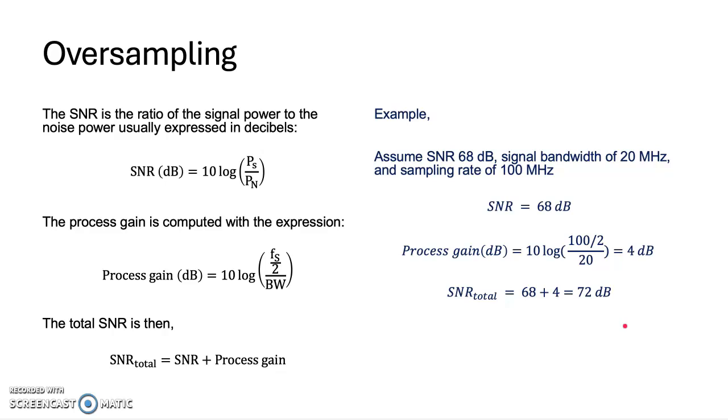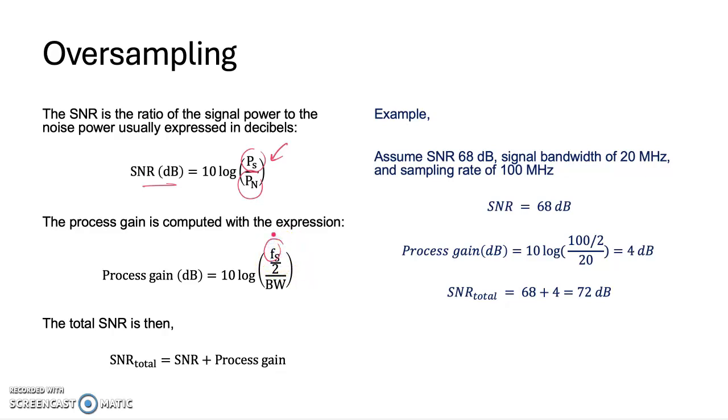So how do we calculate processing gain, and how much does it contribute to the improvement of the SNR? The SNR is the ratio of the signal power to the noise power, expressed in decibels. So you have learned this. This is signal power over noise power. Log of this times 10 will give you SNR in dB. The process gain is computed with this expression.